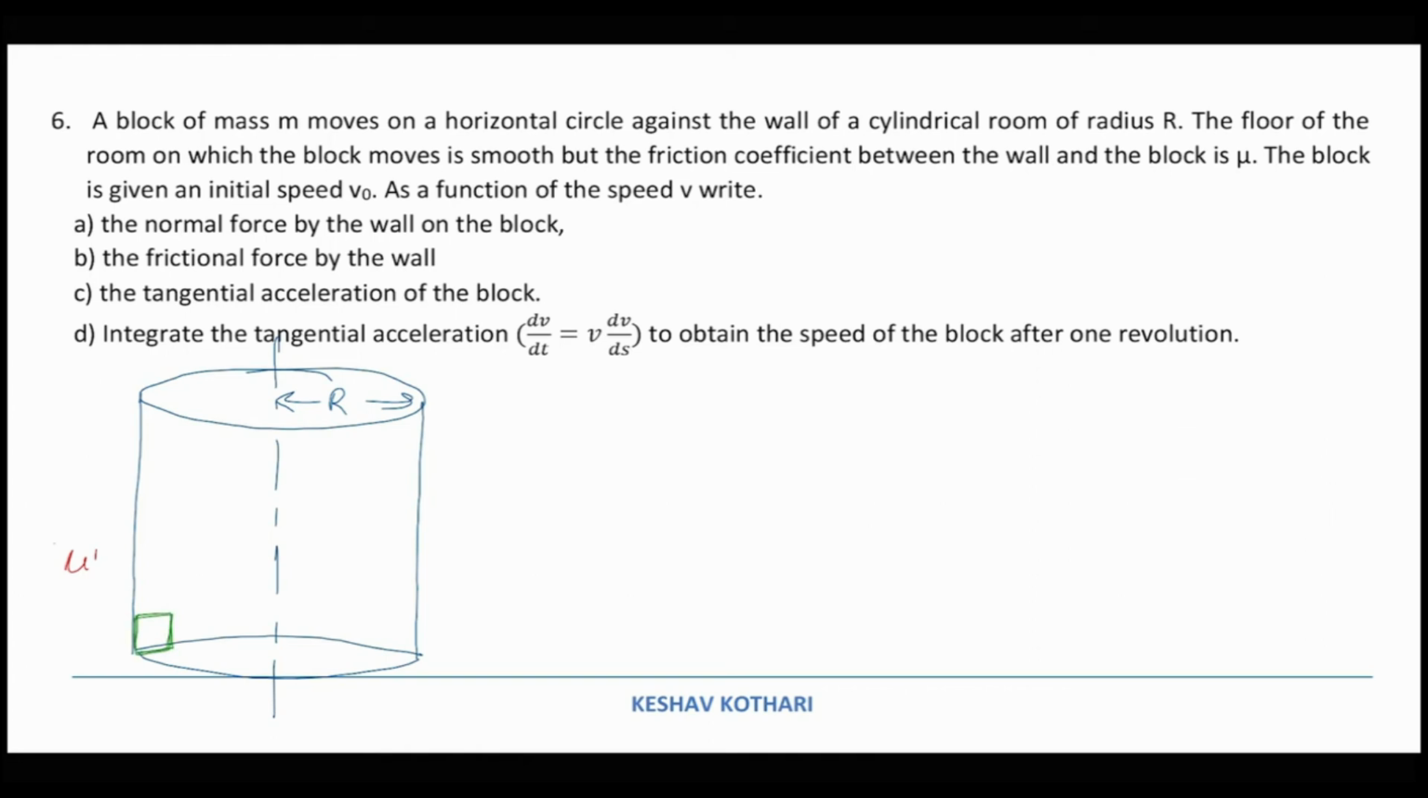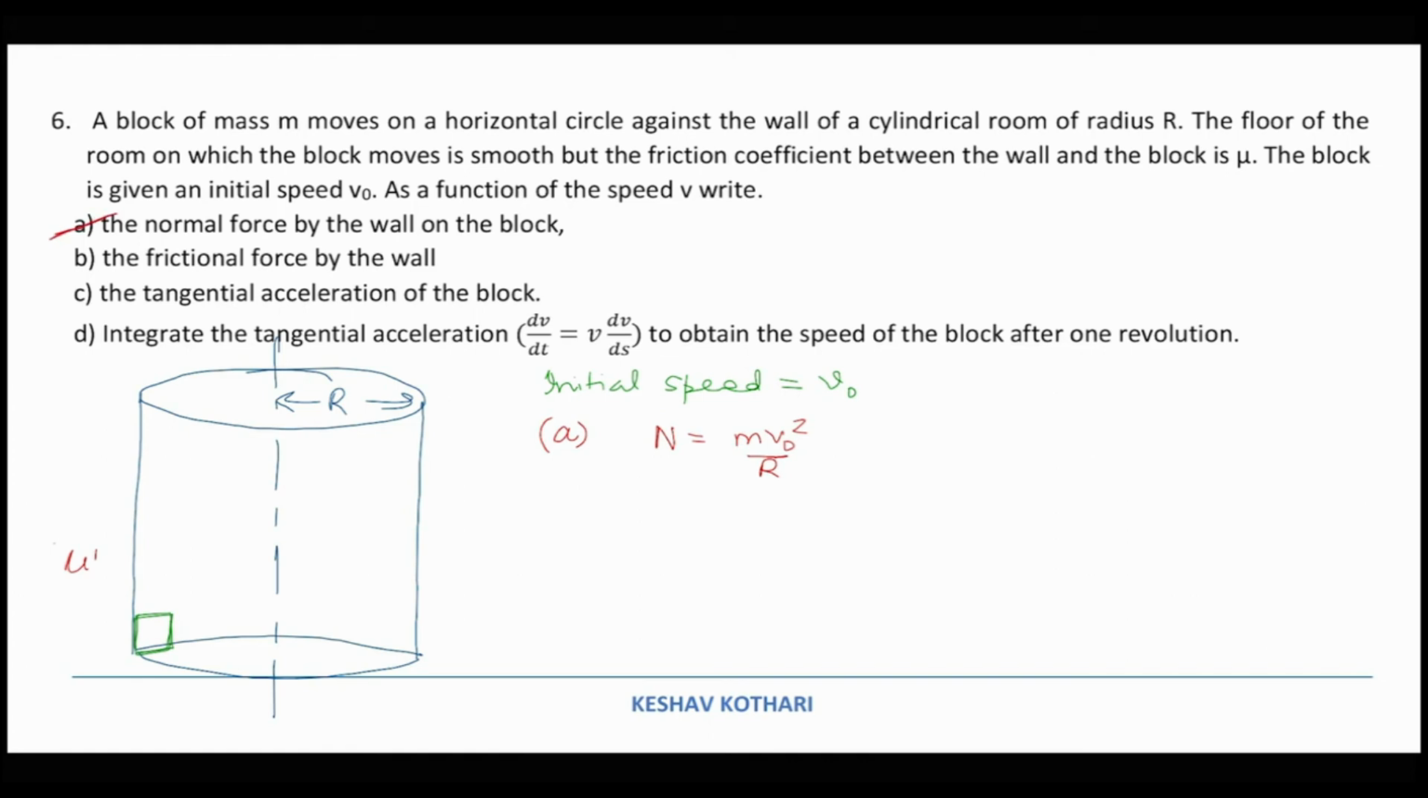So the initial speed is equal to v0. The first thing which we can say is, due to the speed, the force mv square by r is going to act on the wall, and this force will be balanced by the normal reaction force exerted by the wall. So for the first part, the value of the normal reaction force by the wall on the block is going to be mv square by r.